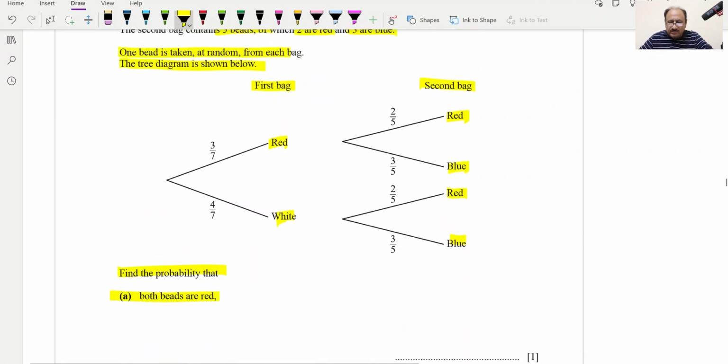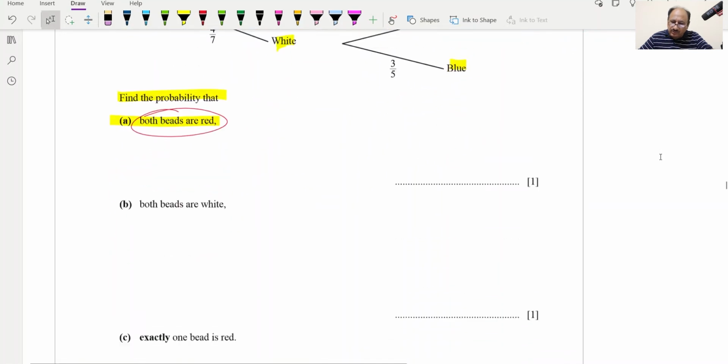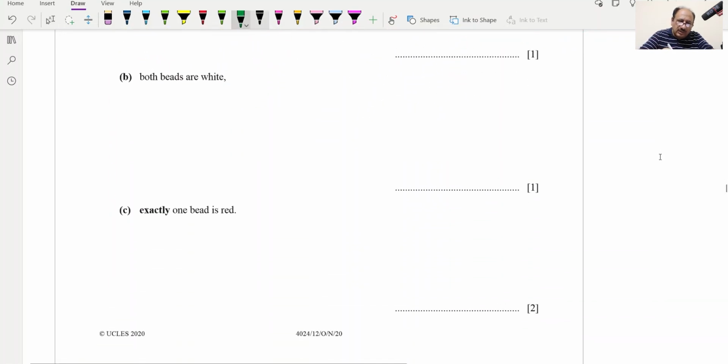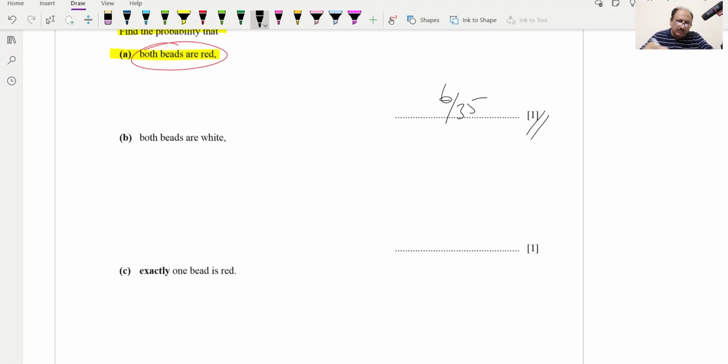So complete tree diagram they have provided us. We need to find both beads are red. So red and red will be this option. We will multiply these two probabilities. 3 by 7 multiplied by 2 by 5 will be equal to 6 over 35. So probability will be 6/35, which we will provide over here as our answer. This will be 1 mark part.